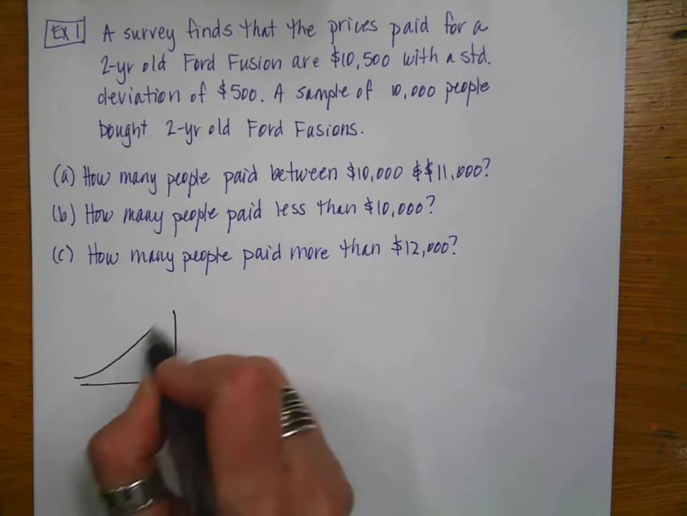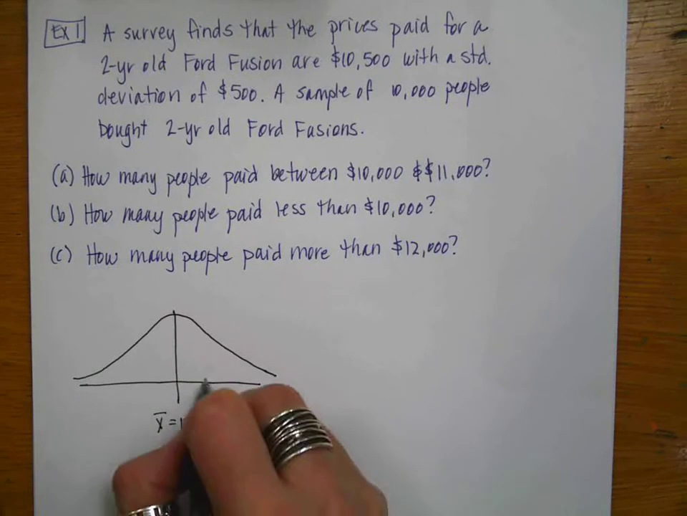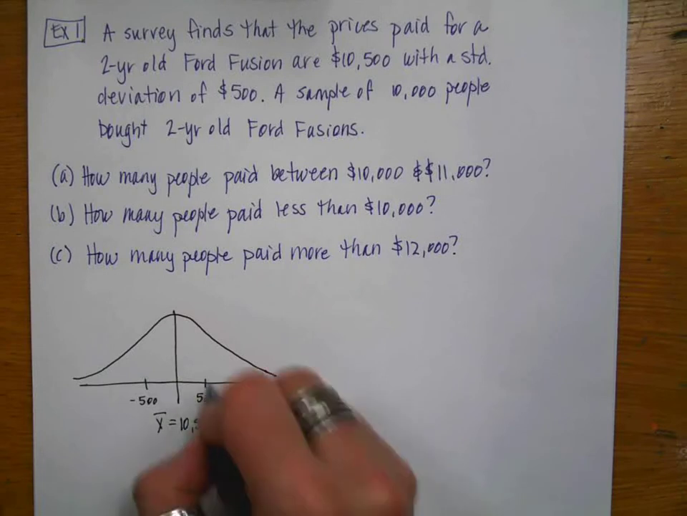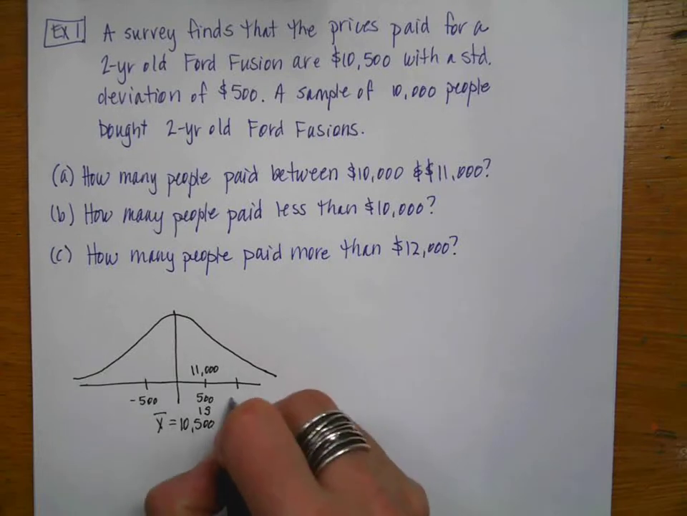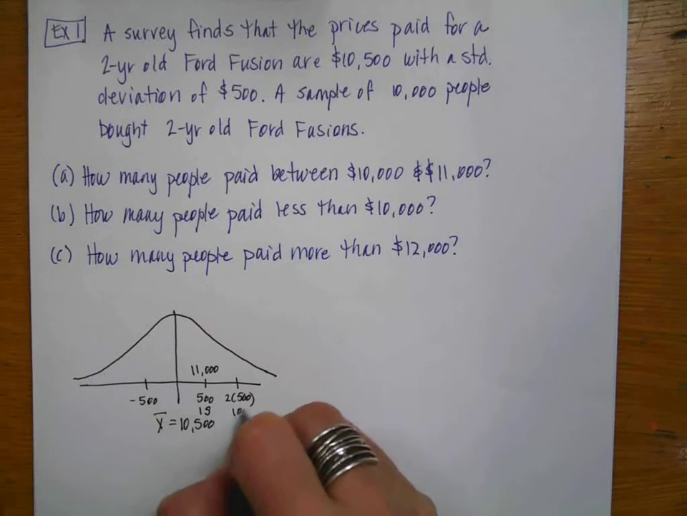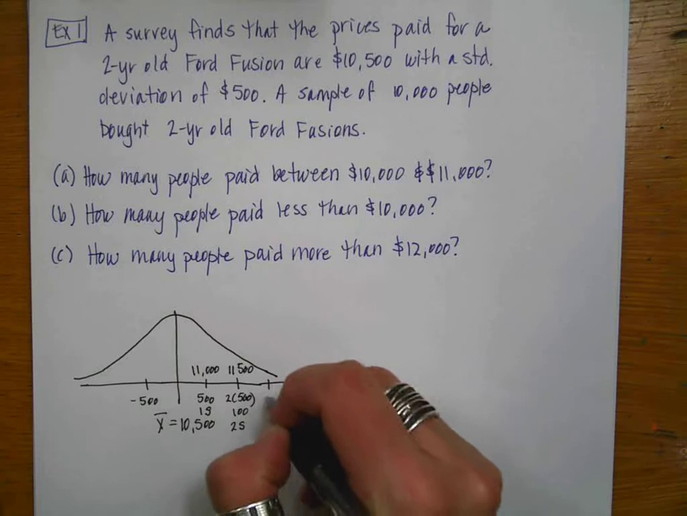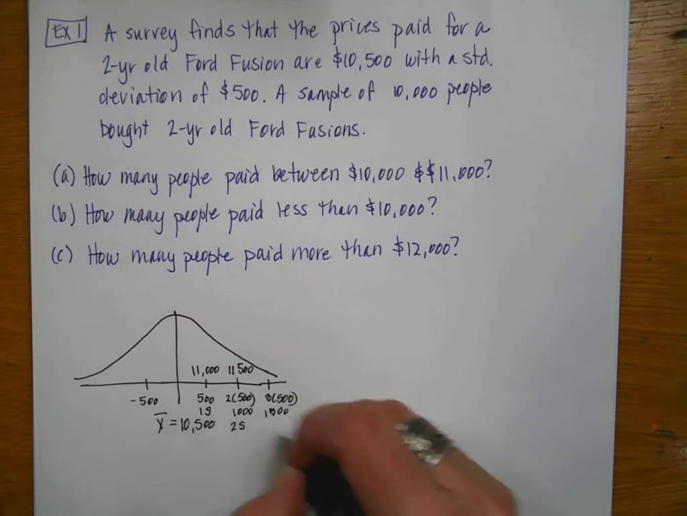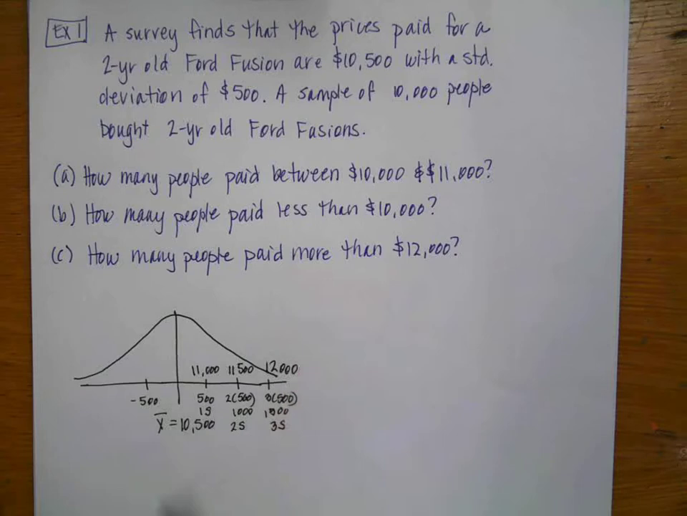So I'm going to start doing the problem by drawing our bell curve and putting in our information. We know that the price they paid is going to be the 10,500, and that one standard deviation is going to be 500. That would put us at 11,000, and that's one standard deviation. Two standard deviations is going to be 1,000, so that's 11,500. Then three standard deviations would be 1,500, and that's going to be our third standard deviation, out here at 12,000.